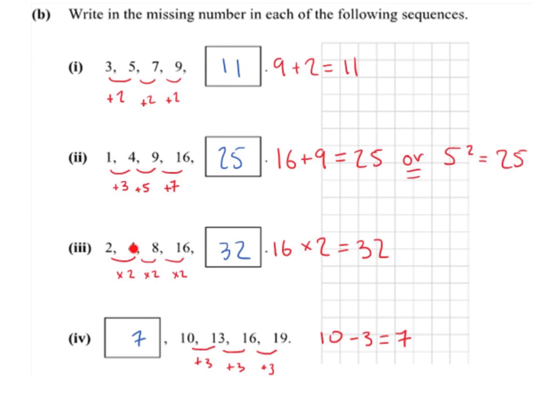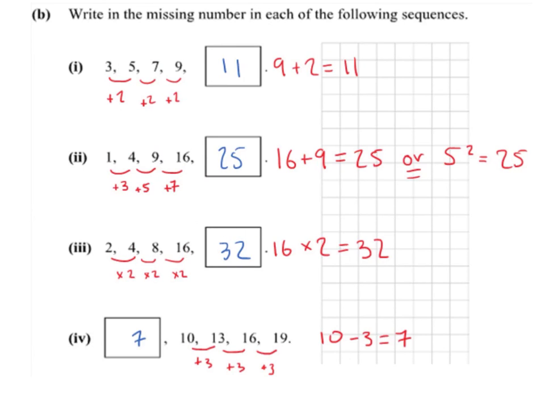Then we have 2, 4, 8, and 16. And we notice that what is happening is we're multiplying each term by 2 each time. So 2 multiplied by 2 is 4, 4 multiplied by 2 is 8, 8 multiplied by 2 is 16. So 16 multiplied by 2 will be 32.